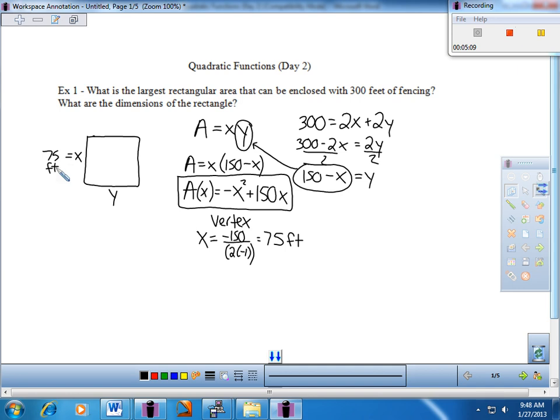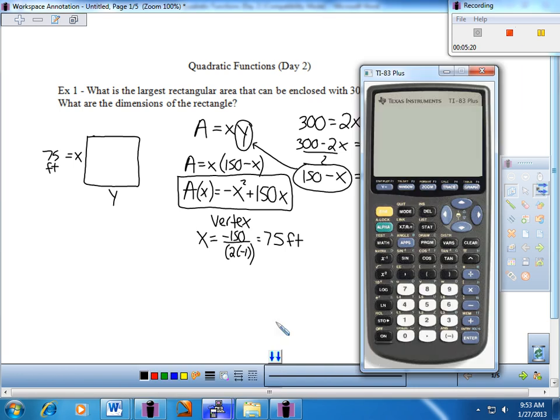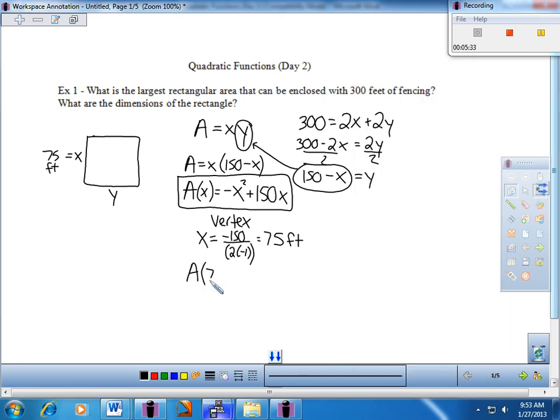Now, what would be the maximum area? What is the maximum space enclosed in this rectangle if that x is 75? So I'm going to bring my calculator up. I have some stuff in here from the previous lesson. Let's clear it out. And remember what we're looking for here. We're looking for A of 75. Actually, I should put that up first. So we're looking for the area when the input is 75.